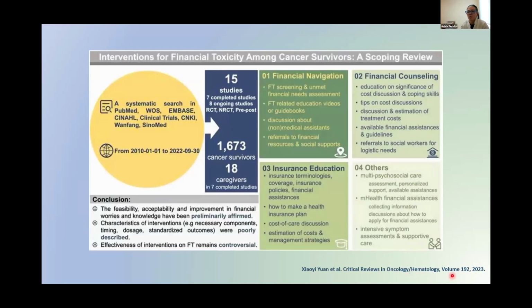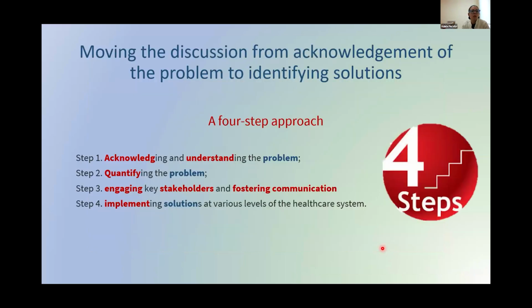Xia and colleagues made in 2023 a review in Oncology Hematology about the interventions for financial toxicity among cancer survivors. This was a scoping review speaking about financial navigation, because we have to screen and face what the unmet needs are about financial toxicity. We have to do financial counseling. We have to provide education about insurance and also multi-psychological care and health financial assistance. And also we have to do an intensive symptoms assessment. And so we have this four-step approach.